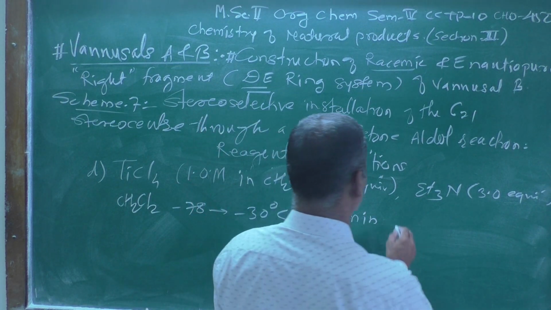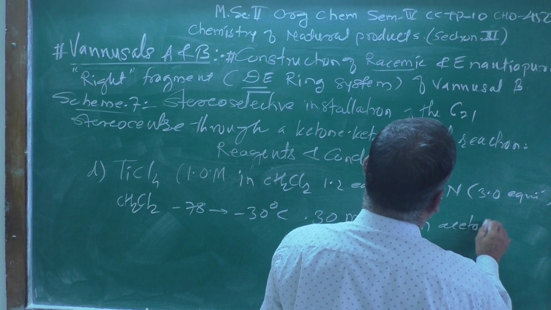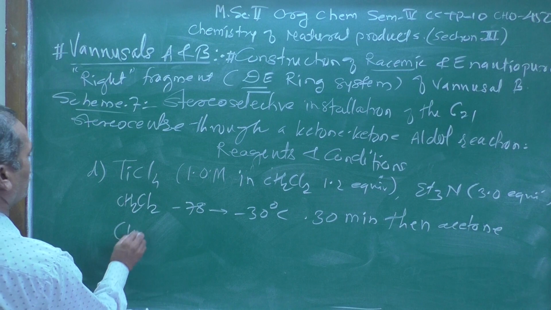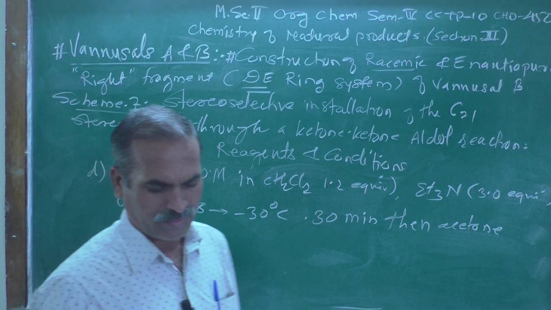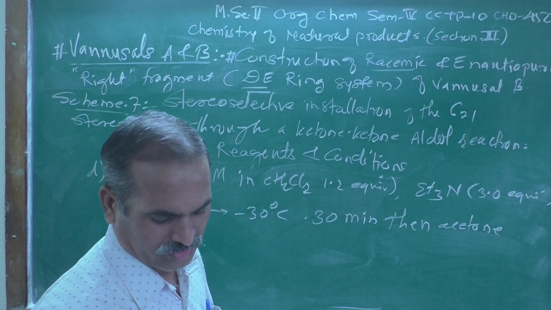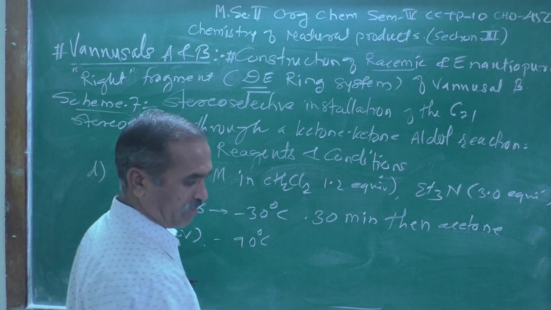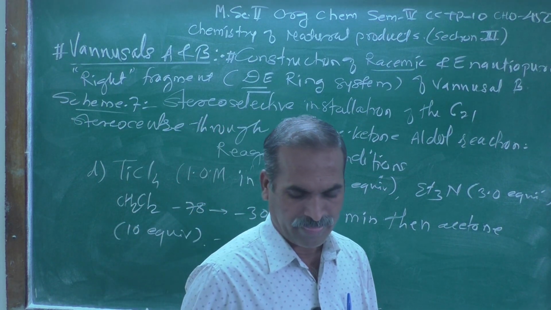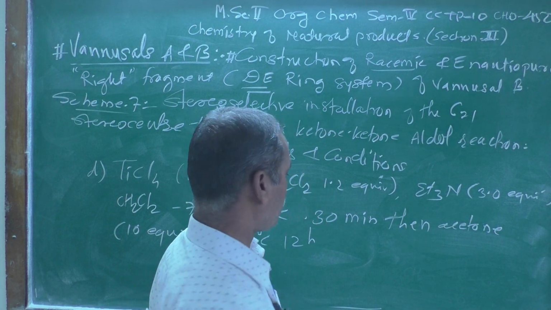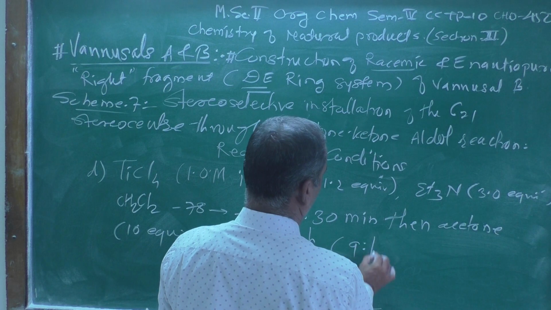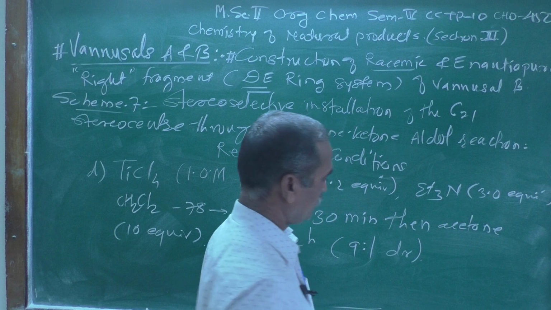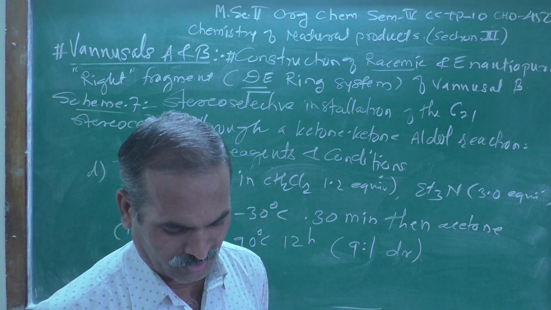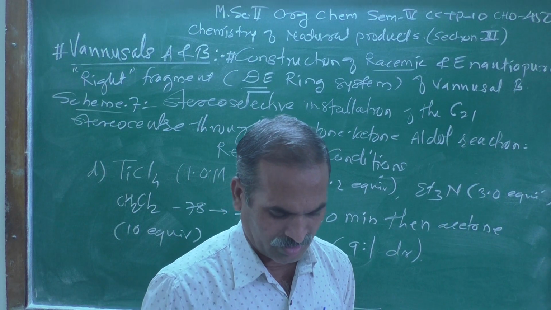Then acetone, which was taken about 10 equivalent, temperature was kept at minus 90 degrees centigrade, and this reaction was stirred for 12 hours, and the racemic mixture will be obtained 9:1 DR, diastereomeric ratio, that is diastereomer racemic mixture.